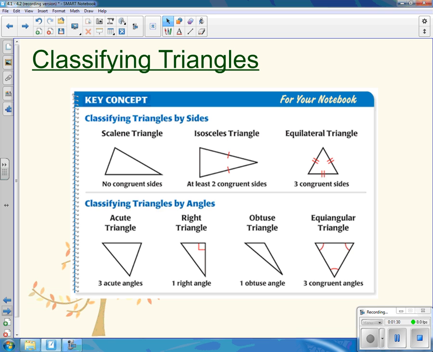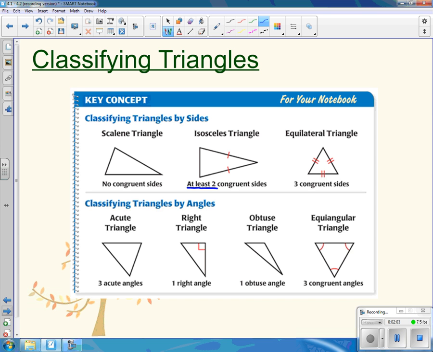Okay, so at this point we have three names for triangles classified by their sides. These most likely are familiar to you, but just to go through them quickly, a scalene triangle has no congruent sides, meaning every side is a different length. An isosceles triangle has at least two congruent sides. So that could mean that we have more, but at least two. Most of the time there will just be two. And finally, an equilateral triangle has to have all three sides congruent, as we see marked.